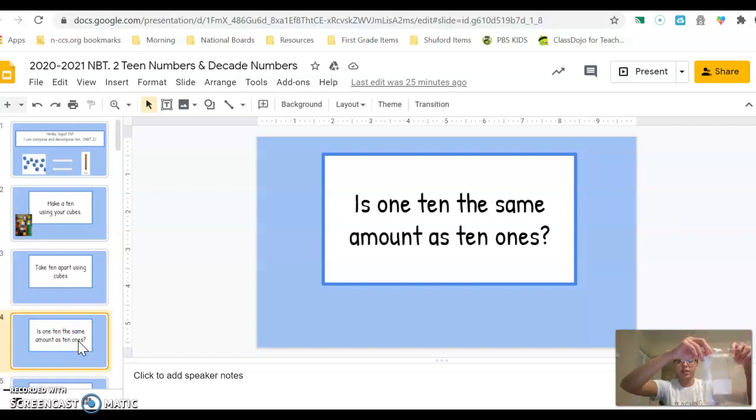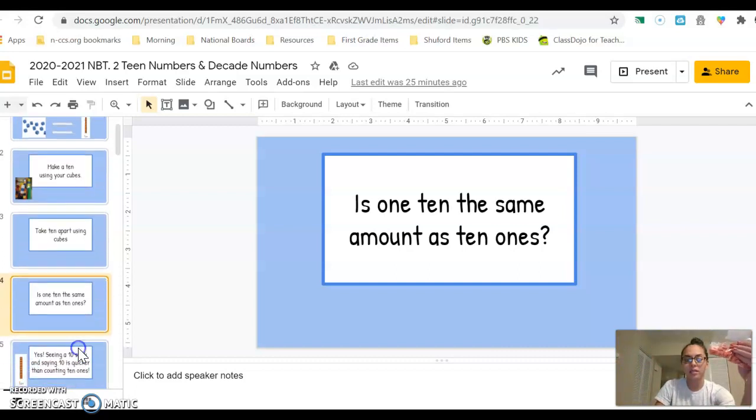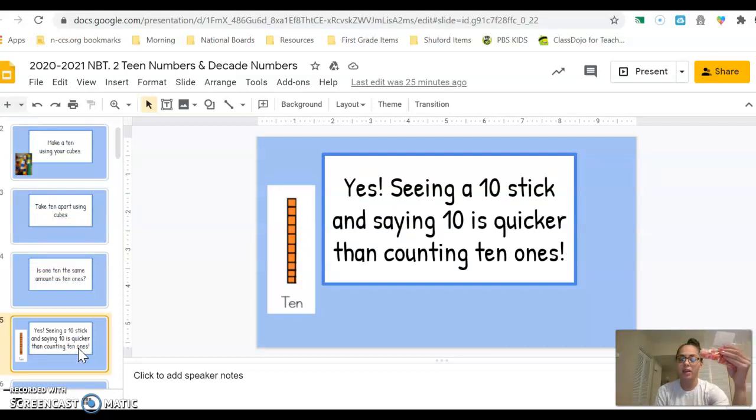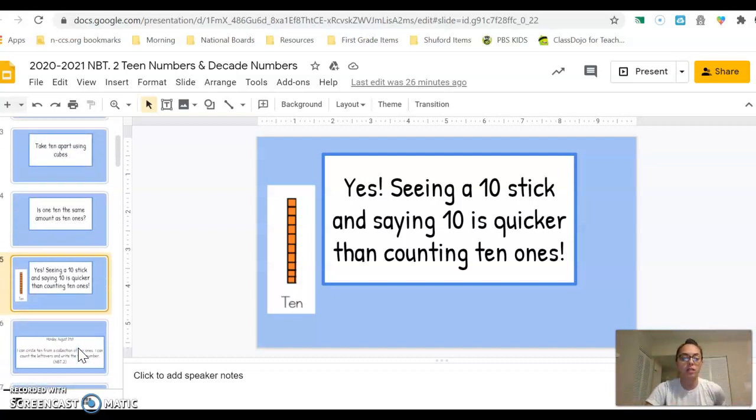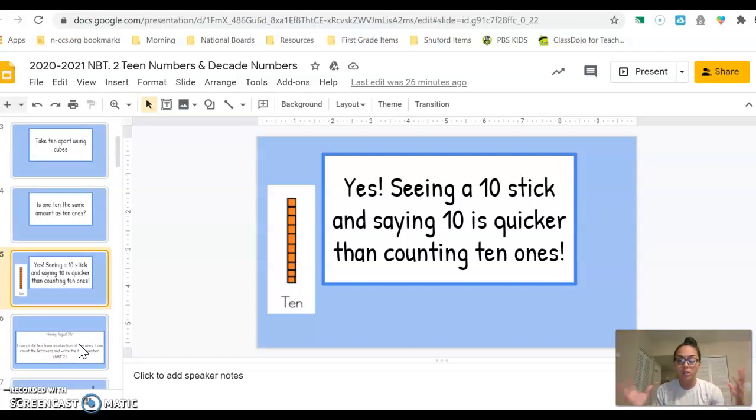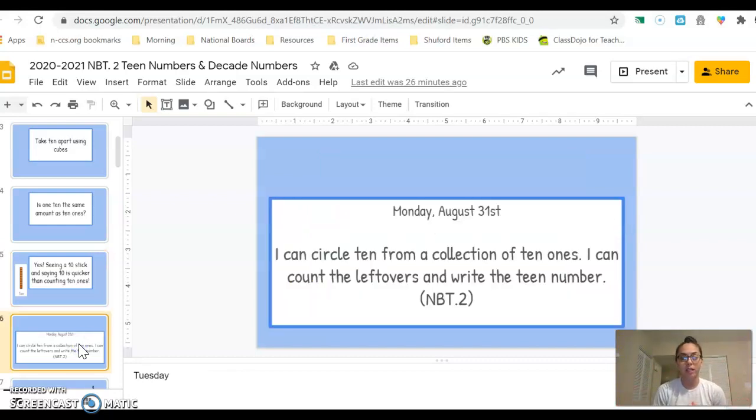So the question that I want to ask you is, is one 10 stick the same as 10 ones? And the answer is yes. Seeing a 10 stick, when we put them all together, it was much quicker to say 10 instead of going back through and counting 1, 2, 3, 4, 5, 6, 7, 8, 9, 10. So this is still the same quantity, the same amount as 10. So 10 ones is one 10 stick. So you just composed and decomposed 10. You successfully completed your first I can statement.